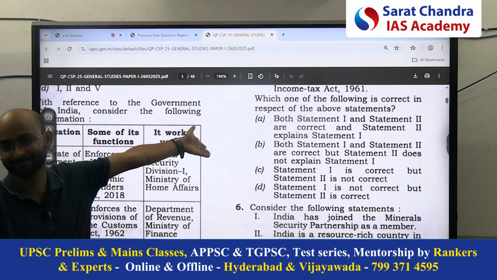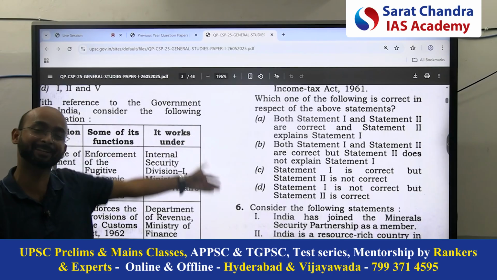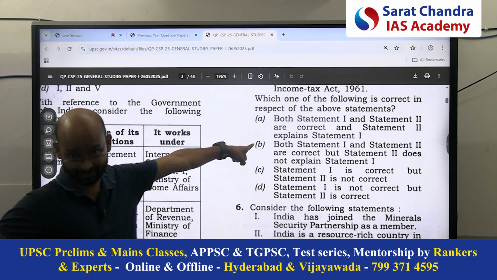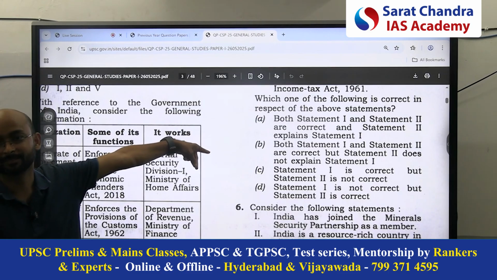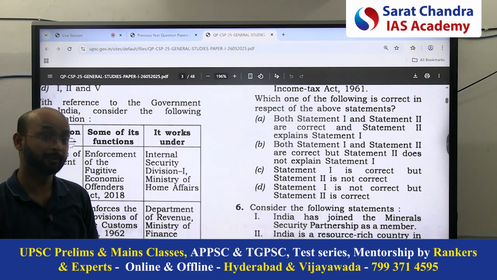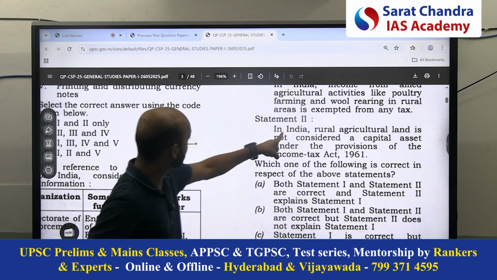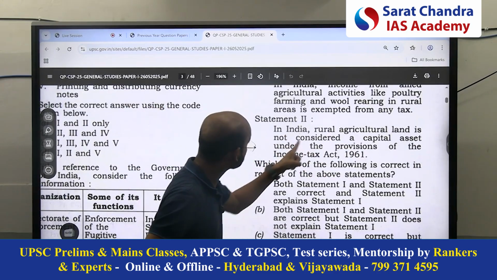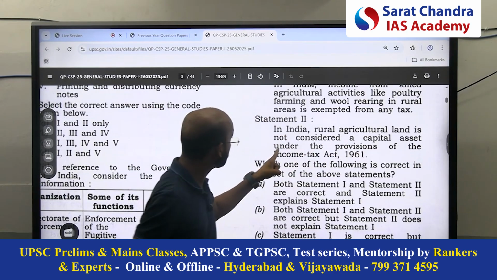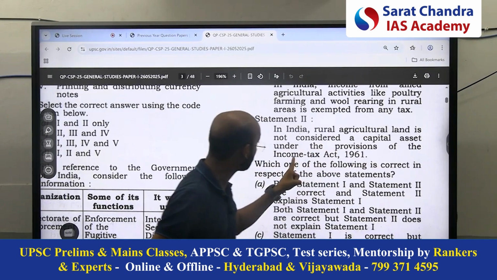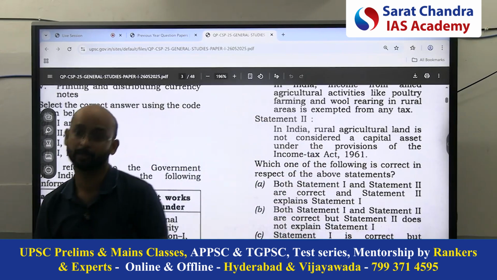But you can't study that deep. It's not possible. And then you will leave this kind of question, just thinking that I don't know, and you won't use your common sense, then it would be difficult. That's all. See here, in India, rural agriculture land is not considered as a capital asset under the provision of the Income Tax Act. That is the point I wanted to say.